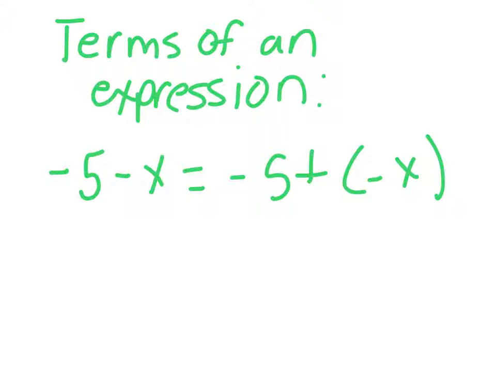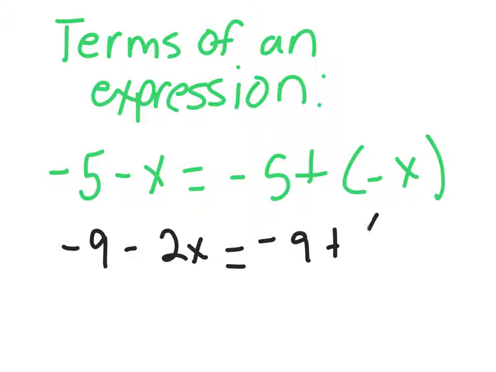So for example, if I said negative 9 minus 2x, and I asked you to find the terms of the expression, you could use the subtraction rule to rewrite the difference as a sum, which would mean you would rewrite this to look like this.